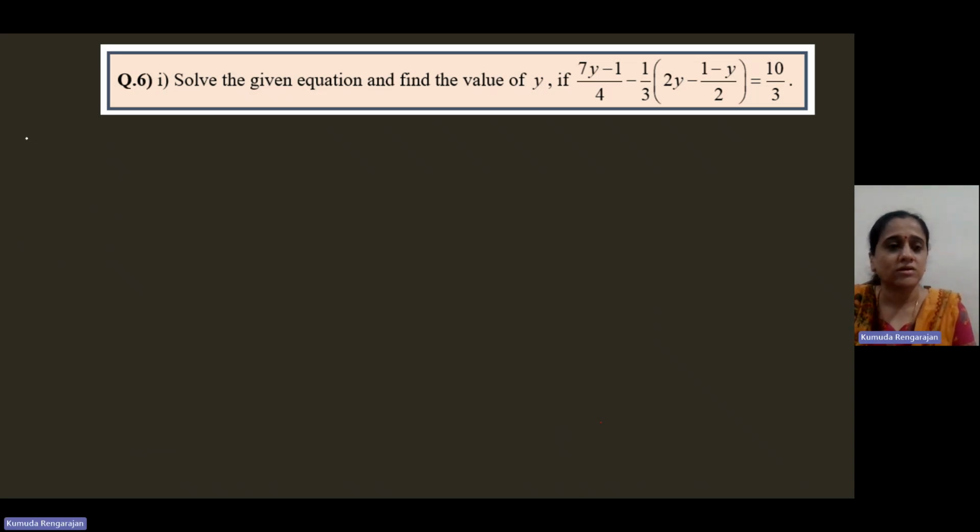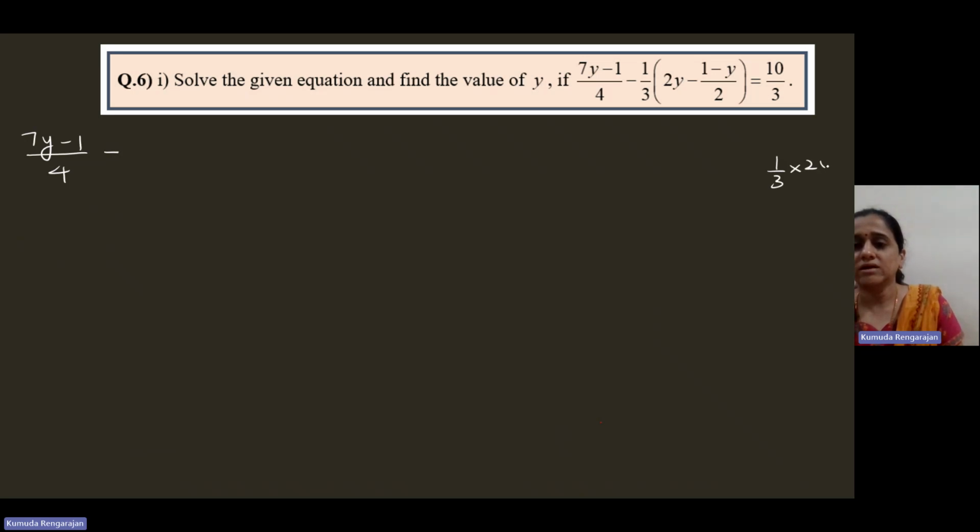All right. So 7y minus 1 by 4 minus, we'll multiply 1 by 3 with the terms inside the bracket. So it'll be 1 by 3 into 2y. All right. So what is that? 2y by 3. Correct? Yes or no? Okay. So 2y by 3.